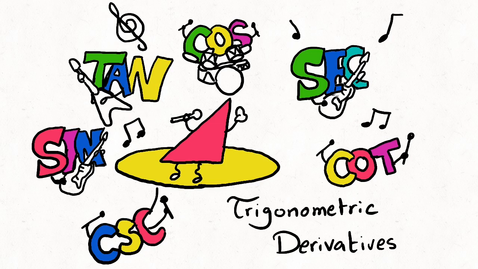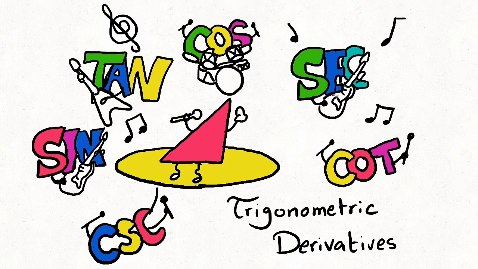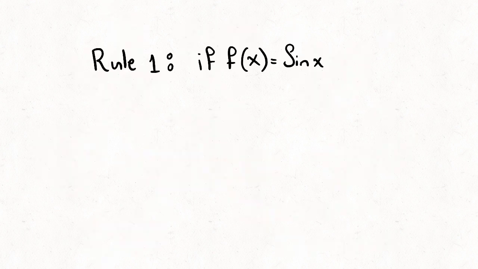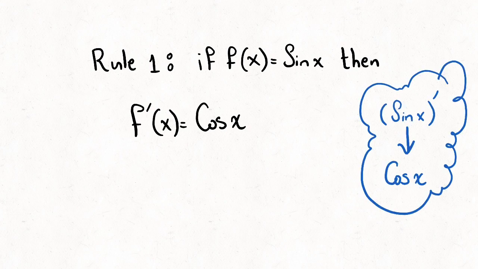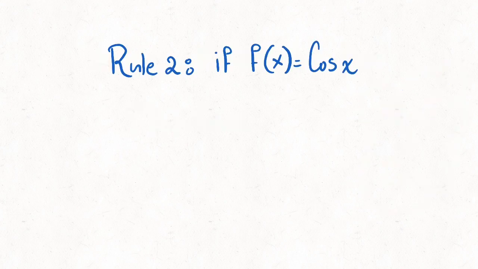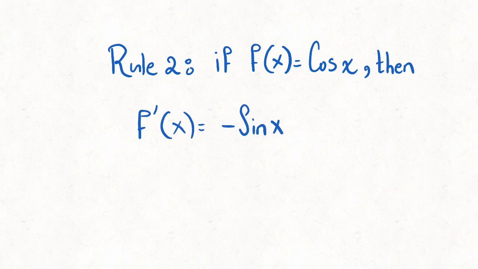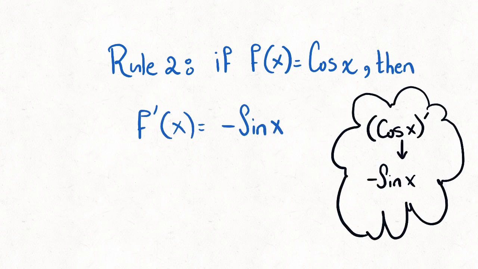The lesson today is about trigonometric derivatives. Rule number 1: if f of x equals sine x, then f prime equals cosine x. Rule number 2: if f of x equals cosine x, then f prime equals minus sine x.